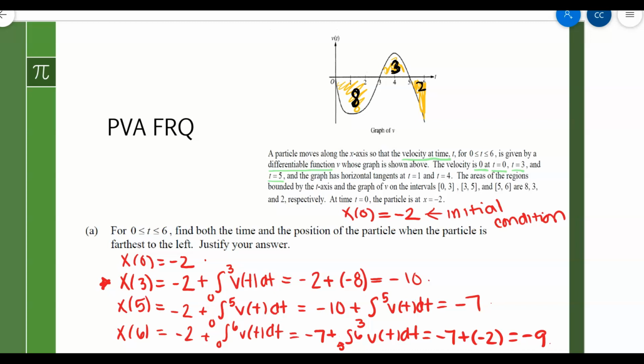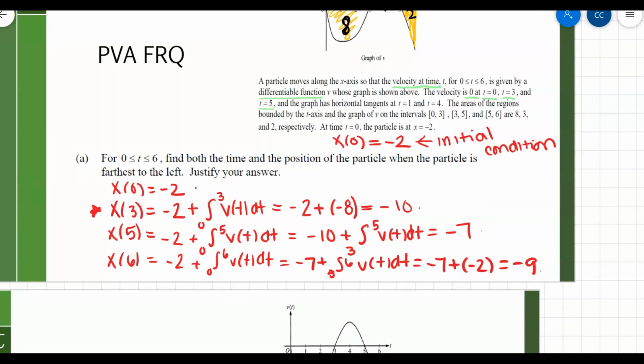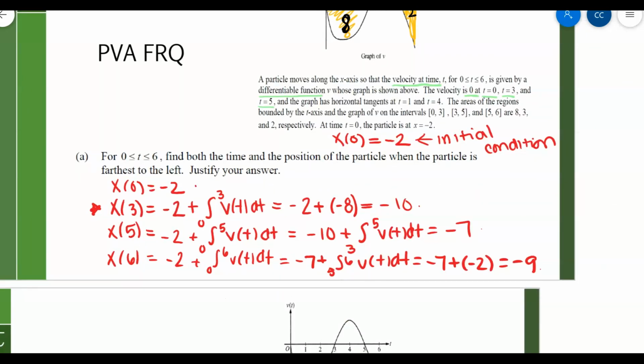And my justification for that is actually all the work we just showed. So the answer is at t equals 3 when the position is x of 3 equals -10. The justification is the candidate's test up above.